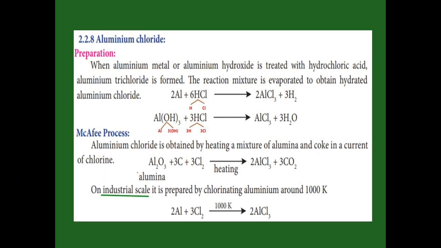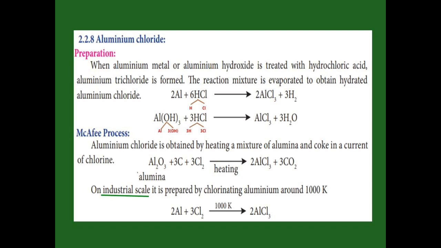Aluminum chloride. Aluminum chloride is prepared when aluminum metal reacts with hydrochloric acid. See the reaction: 2 moles of aluminum metal and 6 moles of HCl give aluminum chloride along with hydrogen. Another preparation is from aluminum hydroxide with the help of HCl. This reaction also gives aluminum trichloride along with 3 moles of water.